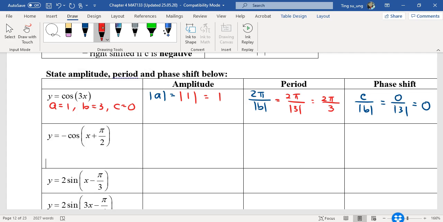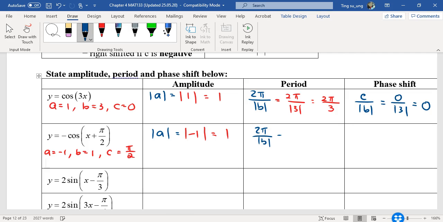So as usual, highlight. What is your a here? -1. What is your b? 1. What is your c? Pi over 2. So get your formula, absolute a. Substitute in, so absolute of -1 is always 1. So your period, 2 pi over absolute b. Substitute your value, 2 pi, your b is 1, so you have 2 pi. I'm sure you're okay with this, right?